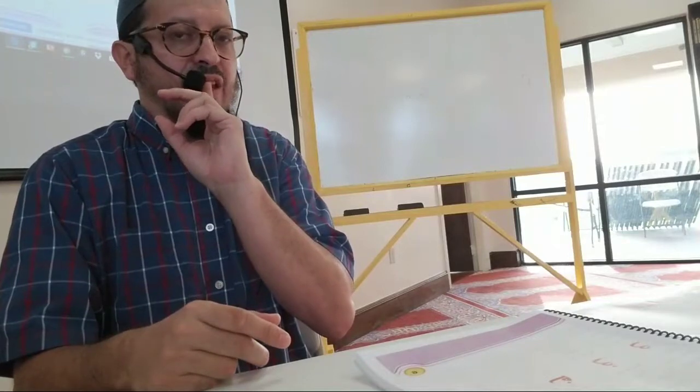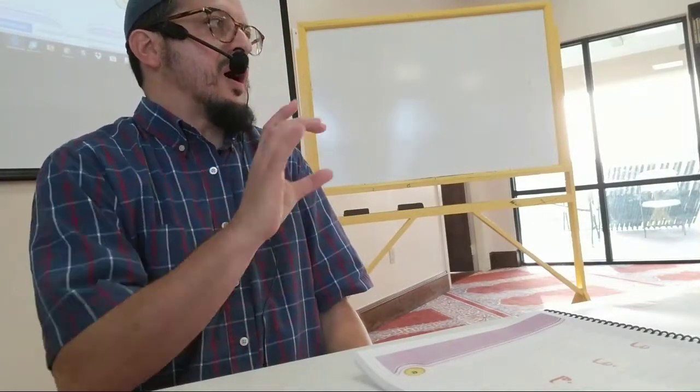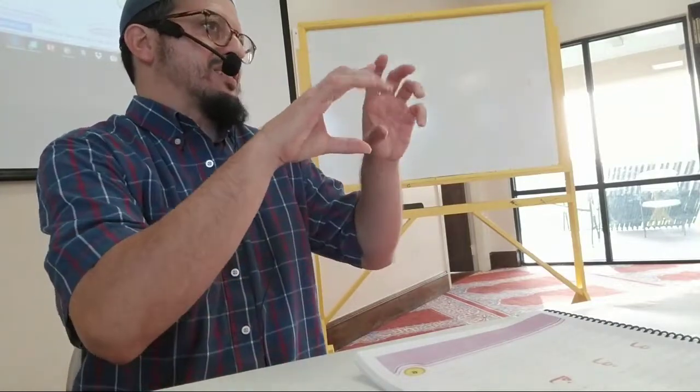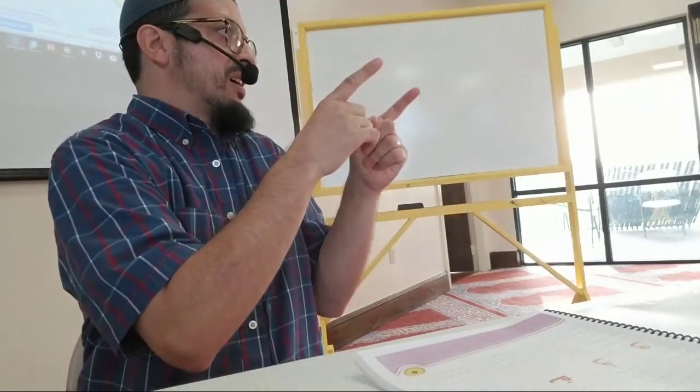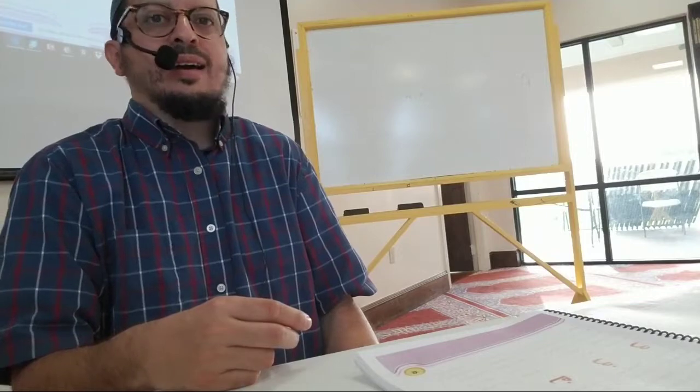Alif, Ba, Ta, Tha. Remember Tha, the tongue on top, under the top teeth, some air coming out. Tha. So every letter has a sifa, has a characteristic, right? And that's one. For the Tha. Alif, Ba, Ta, Tha.